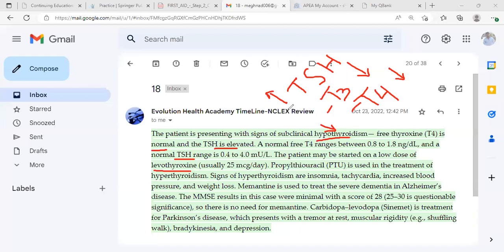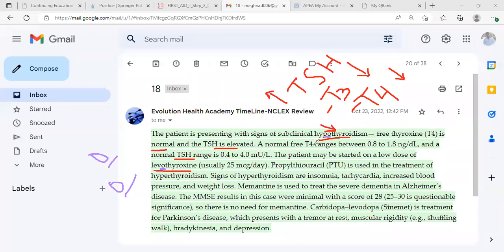How do we remember this for my board exam? I remember if my patient has hypothyroidism, hypo has an O, my medication levo has an O. So hypo O, levothyroxine O, when the O's match, it means this is the medication for my patient who has hypothyroidism.